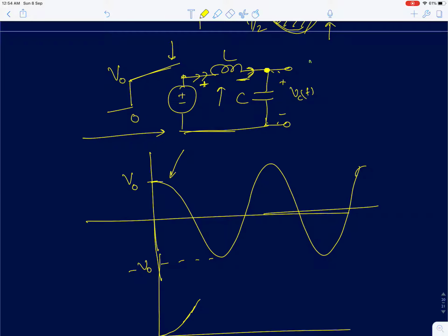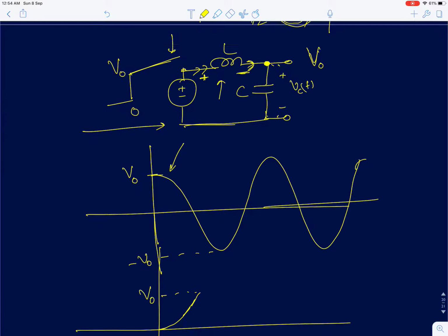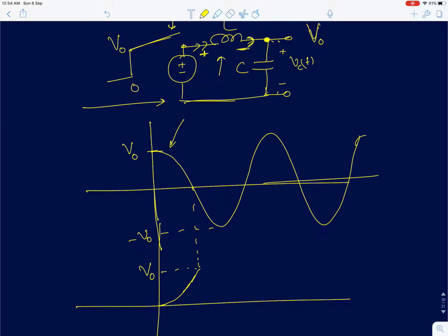Now there will be a point when the capacitor voltage becomes equal to capital V0. The voltage across the inductor is 0, and this is the point when the inductor voltage is 0. Until this point, the capacitor has built a voltage of V0. After this, because the inductor is now carrying a lot of current, the inductor current rises from 0 to a peak value, and that peak value again can be very easily shown. It is V0 by omega naught L.